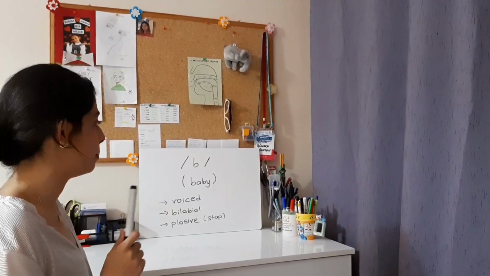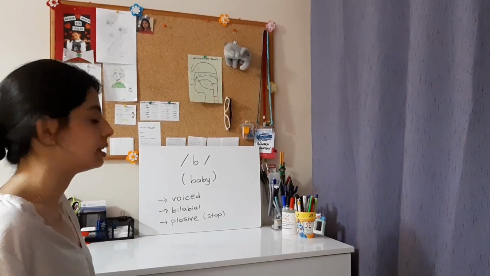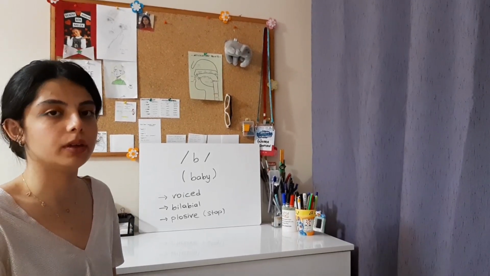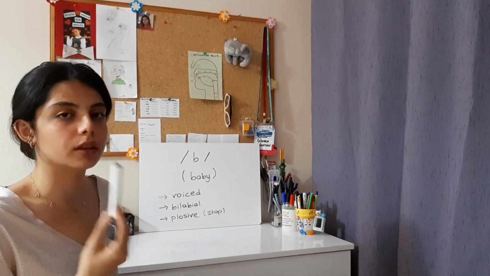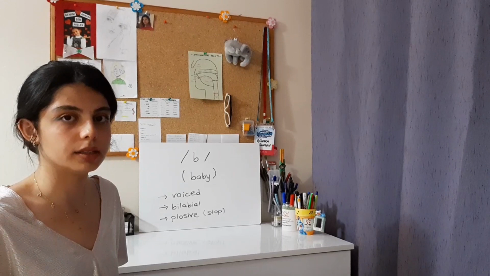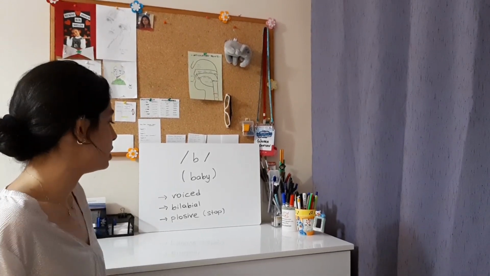The next sound is b, as in baby. It's a voiced sound, its place of articulation is bilabial because, as I stated before, both of our lips touch each other when we say b. And its manner of articulation is plosive.